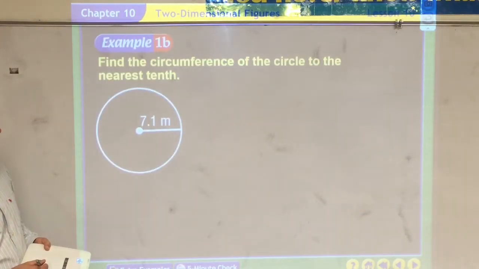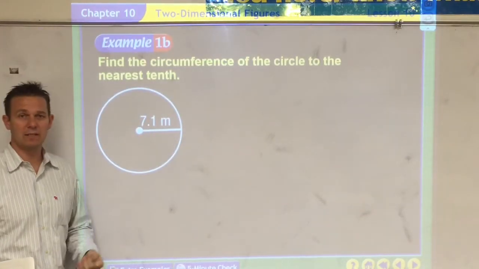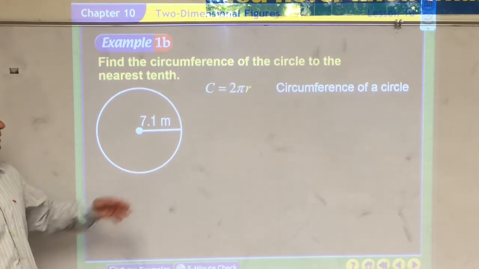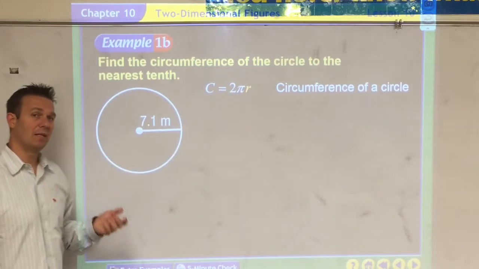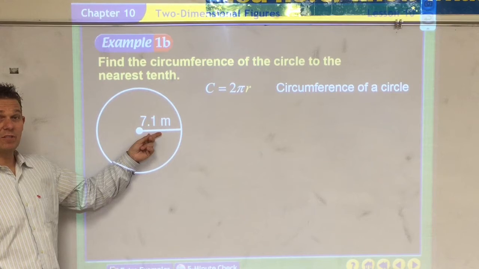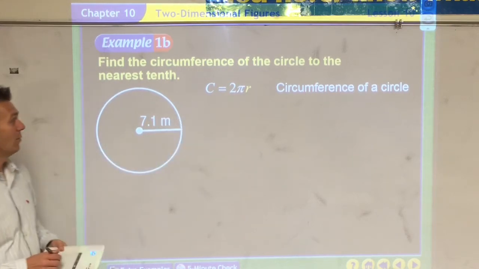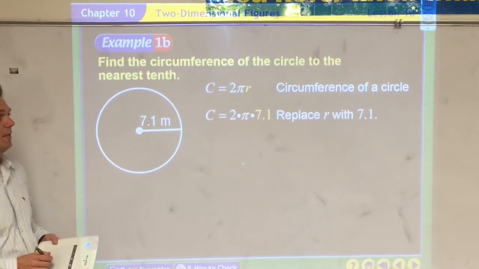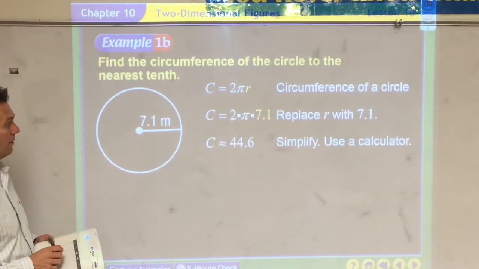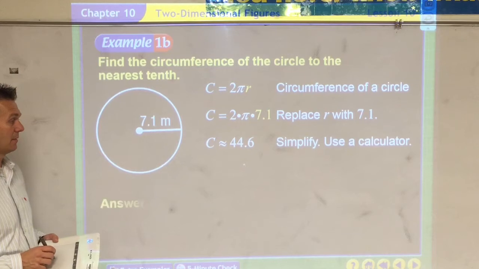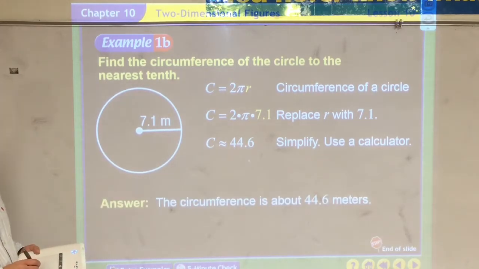So here's another one, and this time they only give you the radius. Well, the formula was pi d, but there's another formula if you're just given the radius, and that's 2 pi r, which is basically multiplying this by 2, and then you have your diameter, and then multiplying by pi. So we substitute the numbers into the formula. 2 times pi times 7.1. And when you use your calculator, you end up with 44.6. So it's 44.6 meters.